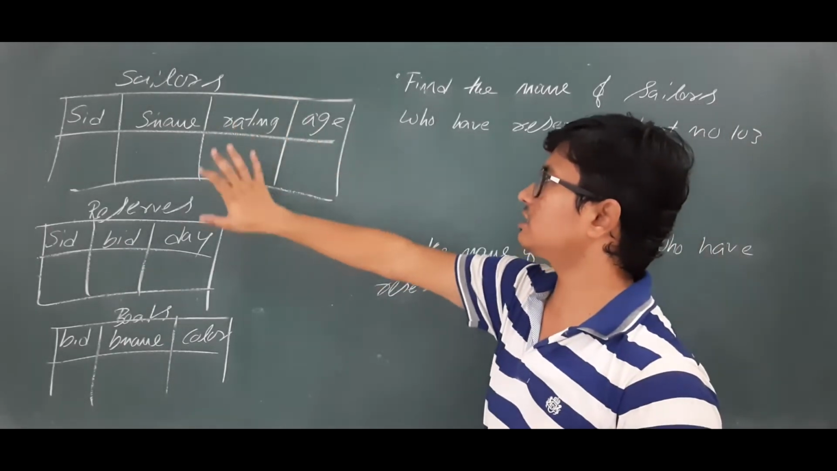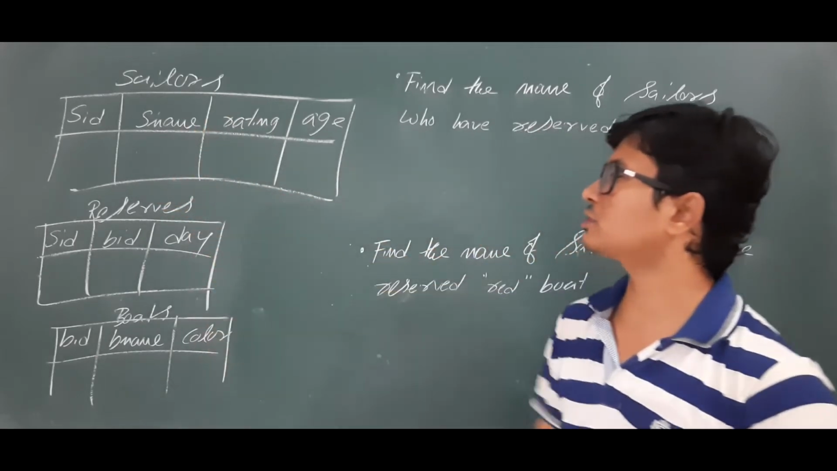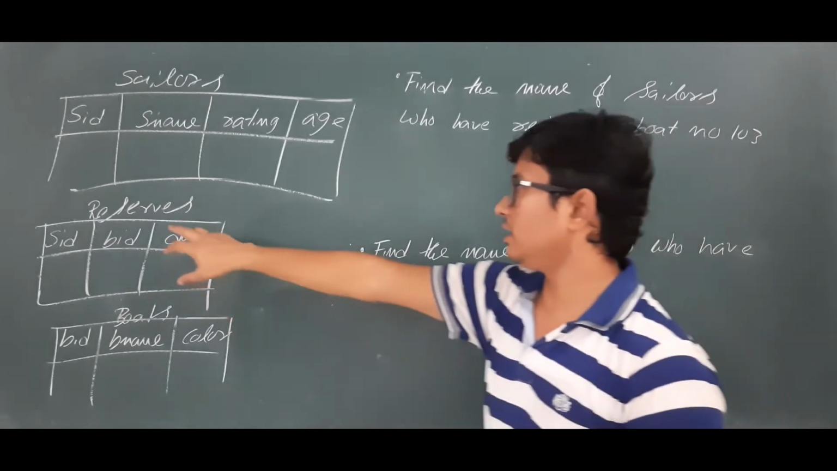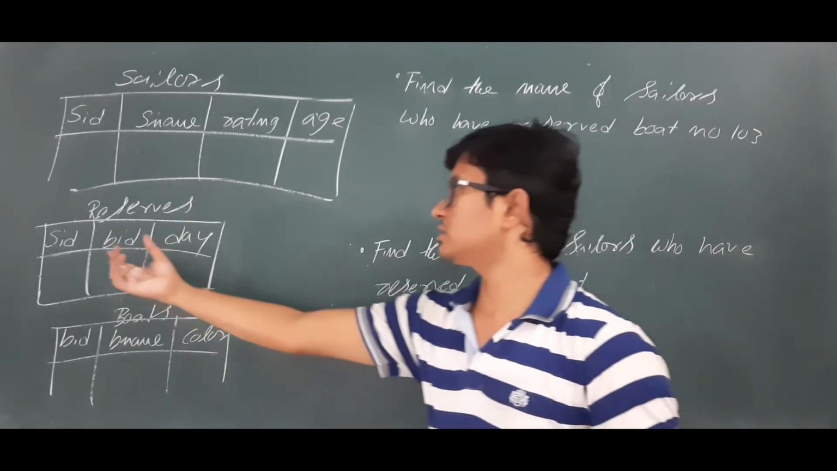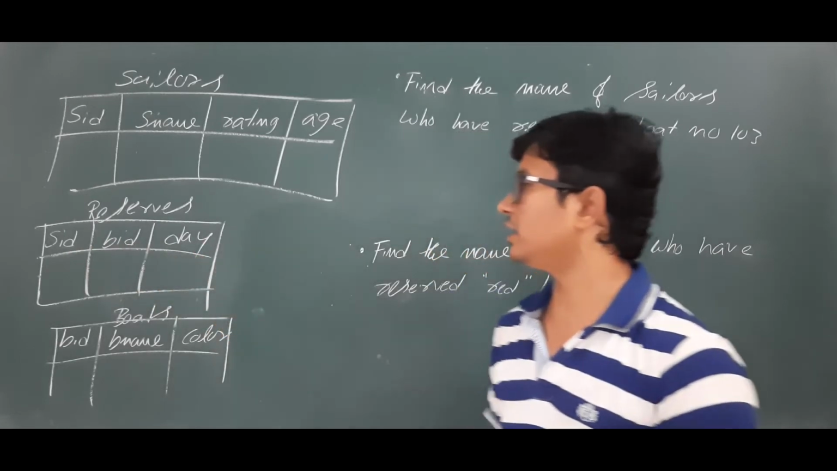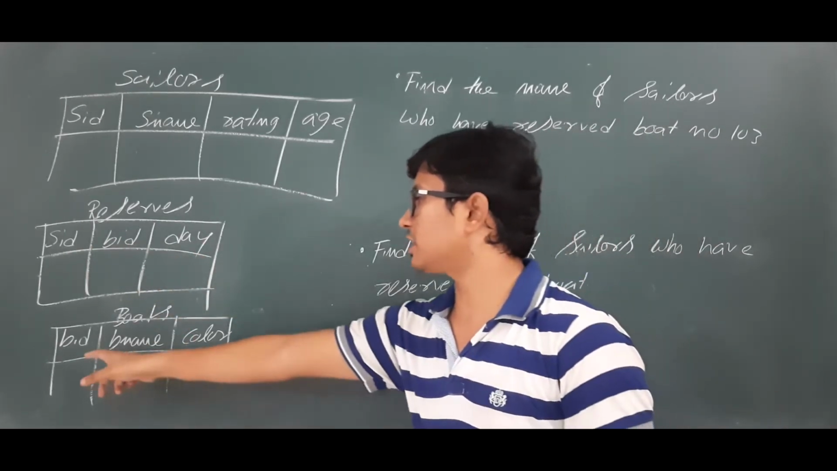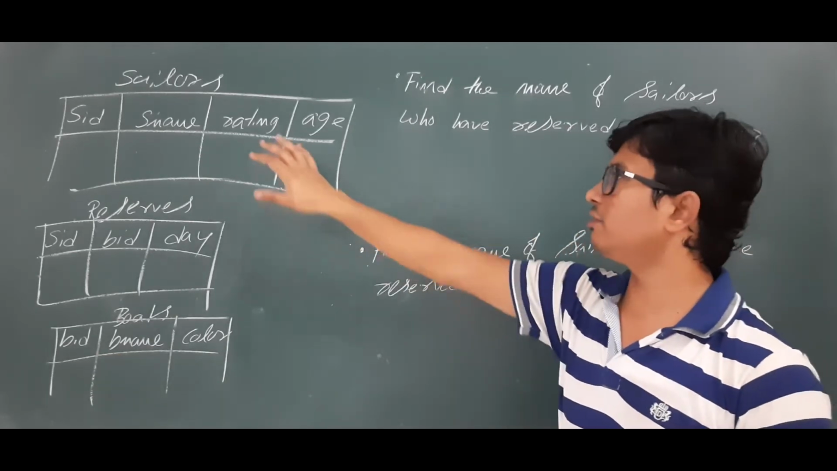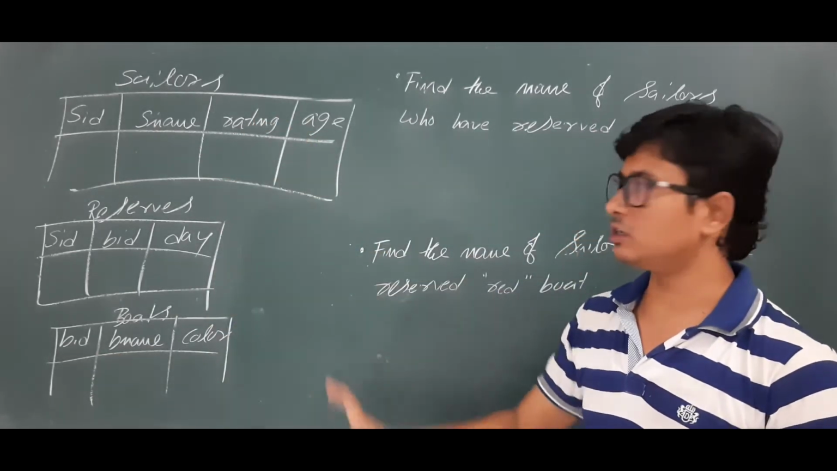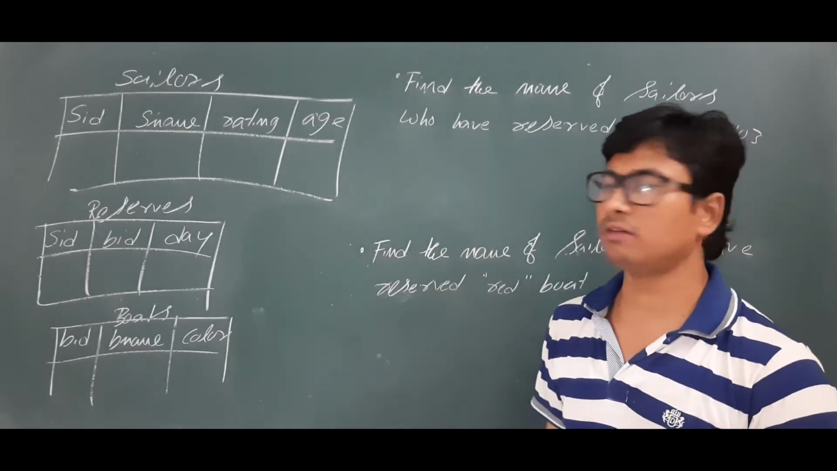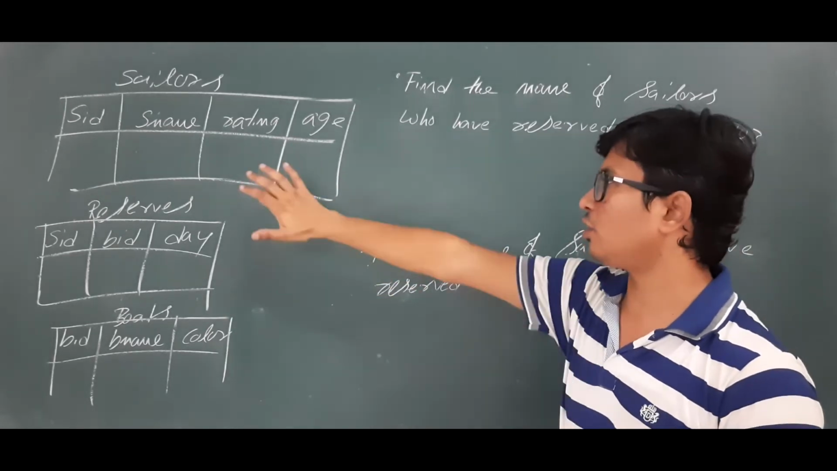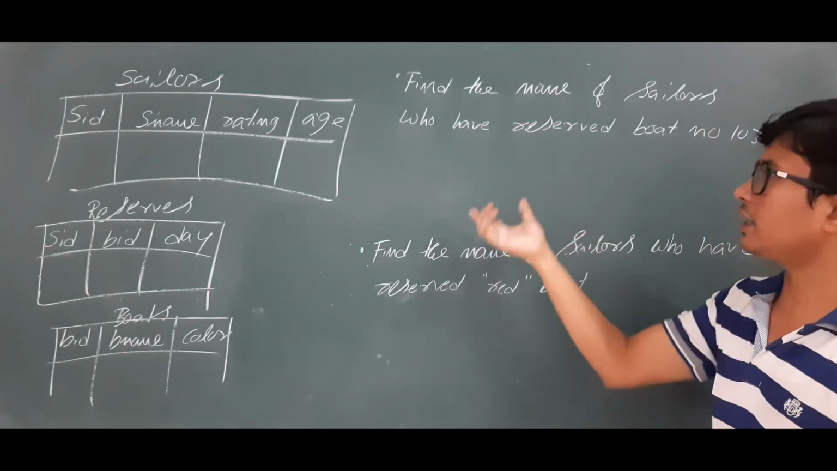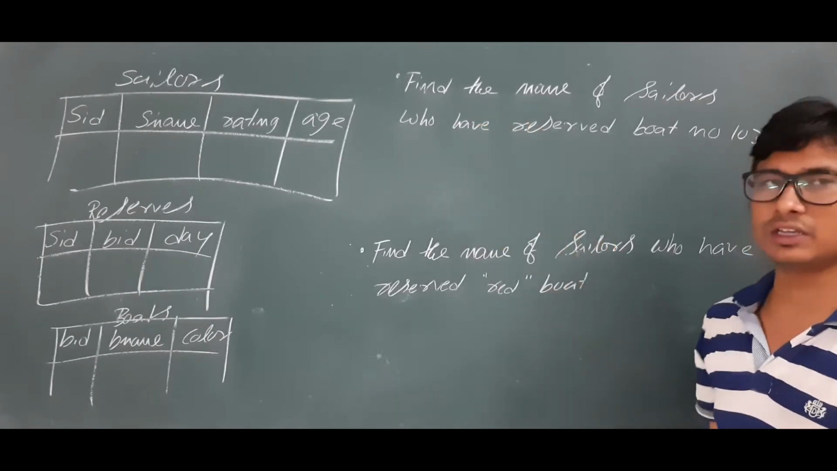They have given the sailors relation, which consists of the attributes sailor ID, sailor name, rating and age. And a reserves table consisting of sailor ID, boat ID and days. And a boats table consisting of boat ID, boat name and color. In the textbook they have given the tuple values also, but due to space constraints I have not written the values. But I will make you understand how to write the relational algebra expression for the given queries.